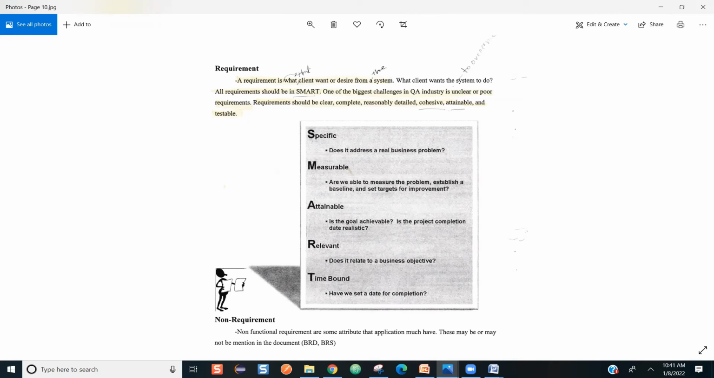And if anybody asks you the question, you can say that a requirement is what the client wants or desires from the software. So the requirement is what the client, for example ICTER Guru, wants from me, what they want to be in the software. That is the requirement that will be in the software or application. So what the client wants the system to do.